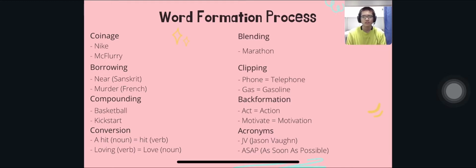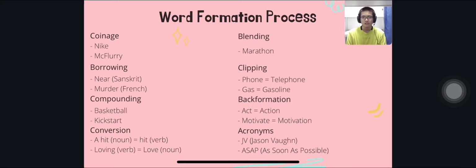The next one is clipping. Clipping is when you have a long word and you shorten it. For example, you have a long word like telephone. When you want to talk to your friends, you shorten it to phone. Or for example, gasoline. When you shorten it, it is gas. These are both examples that we found in the articles.